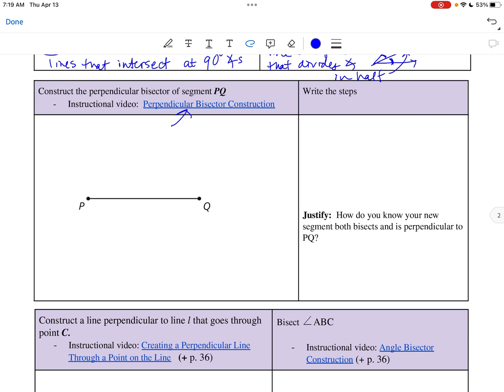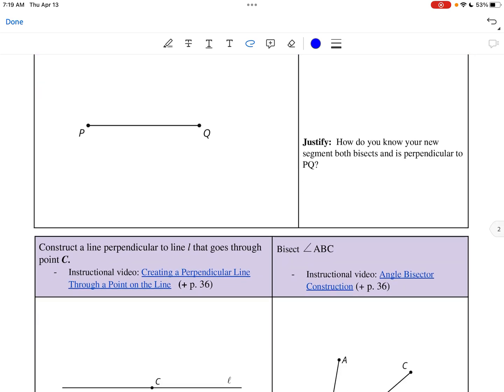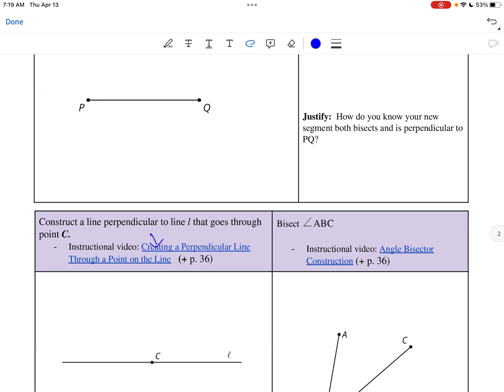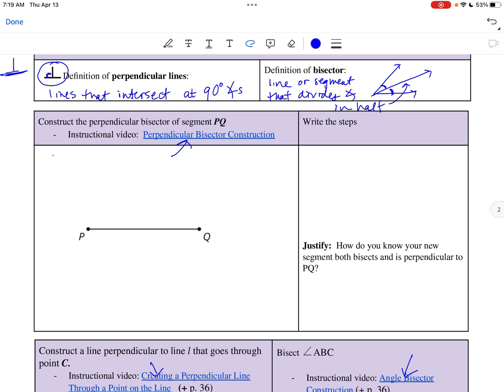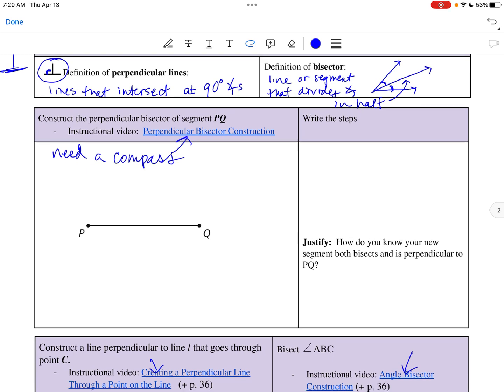For these here, you'll need to watch these videos because it uses compasses, and I can't do that here in this setup. And then down here, you'll need to watch this video as well and bisect and do these constructions. You will need a compass. So if you're doing these at home, you can buy an inexpensive compass at a pharmacy, CVS, something like that, or stationery store, Office Depot, or Target. Any place that sells school supplies will probably have an inexpensive compass.